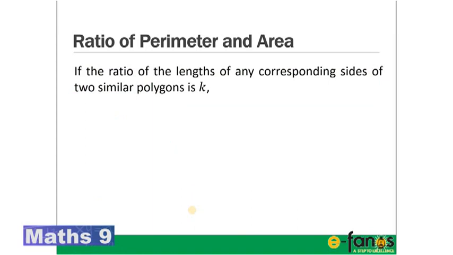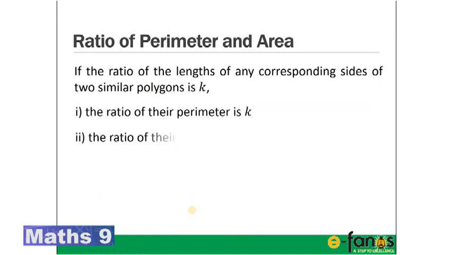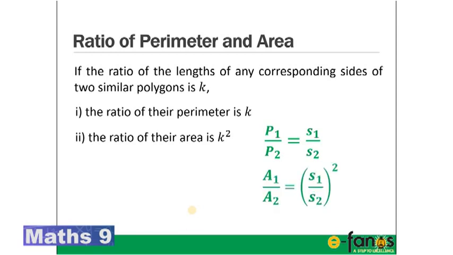If the ratio of the lengths of any corresponding sides of two similar polygons is K, the ratio of their perimeters is K, and the ratio of their areas is K squared. So P1 over P2 is equal to S1 over S2, and A1 over A2 is equal to S1 over S2 squared, where S represents a side, P represents a perimeter, and A represents an area.